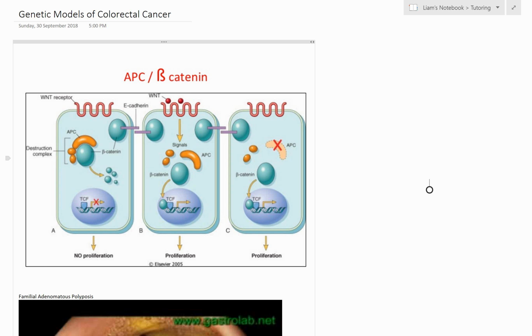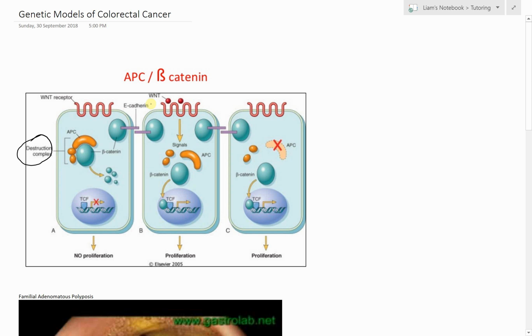Before we dive into that, I think it's really important that we revise this APC beta-catenin pathway and relationship. APC is a tumor suppressor gene, and beta-catenin is a protein that's usually driving cell growth. In a normal cell, APC is involved in the formation of this destruction complex, and the destruction complex binds beta-catenin and destroys it, preventing it from entering the nucleus and driving cell proliferation.